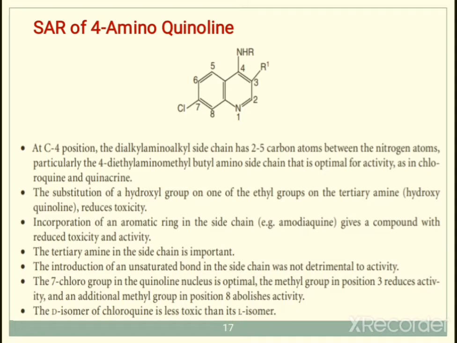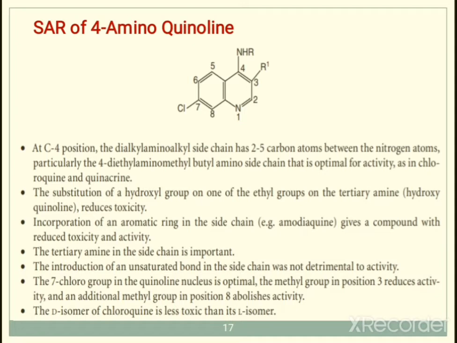For example, in case of chloroquine and quinacrine, this 4-diethylamino-1-methylbutyl side chain has been given, and it is optimal for their activity. The substitution of a hydroxy group on one of the ethyl groups on the tertiary amine, that is hydroxychloroquine, reduces the toxicity. If we substitute the hydroxyl group and it is converted into hydroxychloroquine, it reduces the toxicity.